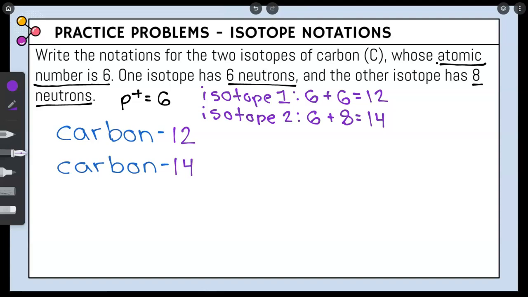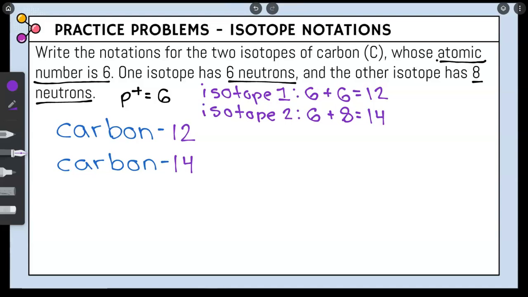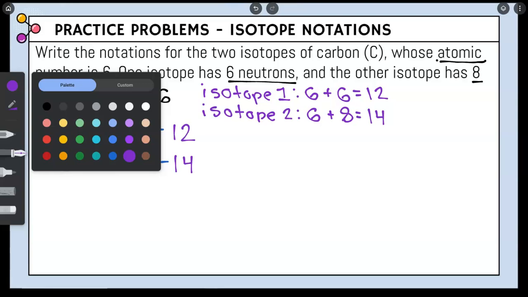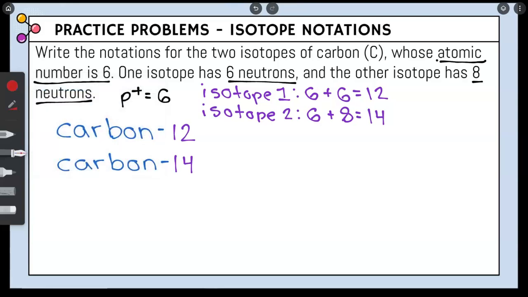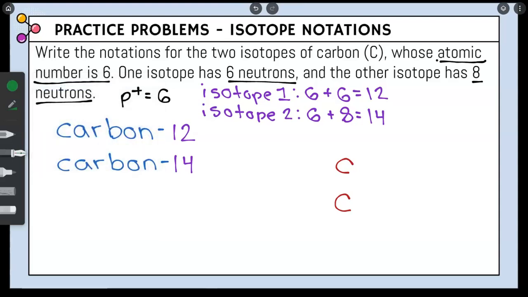The other way of doing notations is with the ZAX notation. With that, X is our atomic symbol. We know the atomic symbol for carbon is C, so we're going to do two C's since we have two isotopes. And now the top number is going to be the atomic mass. And we just said that the atomic mass is going to be 12 for one of them and 14 for the other. And the bottom number is the atomic number, so we have 6 for both. So that's the two ways of doing notations.